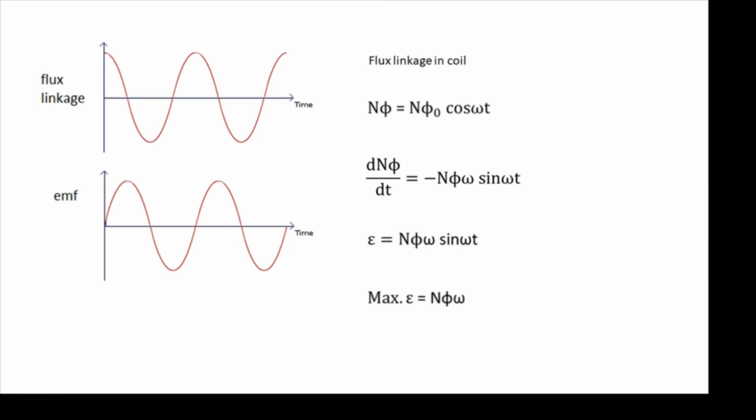A very common question is, you're given the graph of flux linkage and you have to sketch a graph of the EMF, or vice versa. And the thing to note is that they are 90 degrees out of phase with each other. And if the flux linkage is a cosine, then the EMF will be a sine.